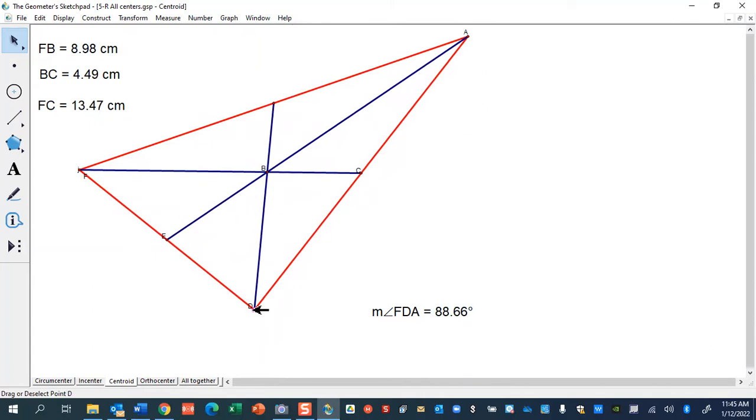Send one person from your group to get a calculator, quick like a bunny rabbit. Go, quick, quick. Get a calculator. Quick like a bunny rabbit.